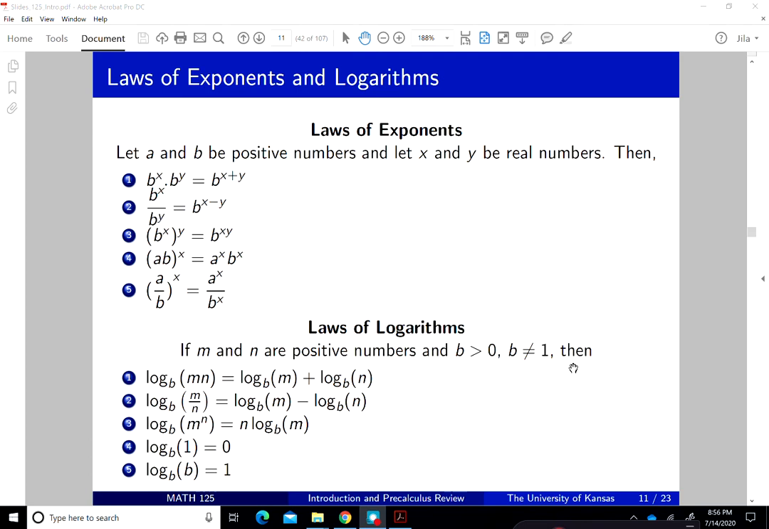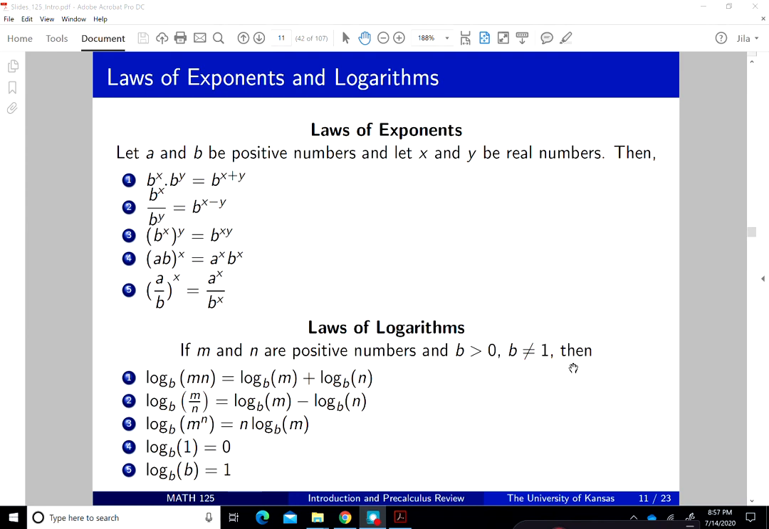Laws of logarithms. If m and n are positive numbers and b is bigger than 0 and b is not equal to 1, then logarithm base b of m times n is equal to logarithm base b of m plus logarithm base b of n. I usually call this log of product is equal to sum of logs.